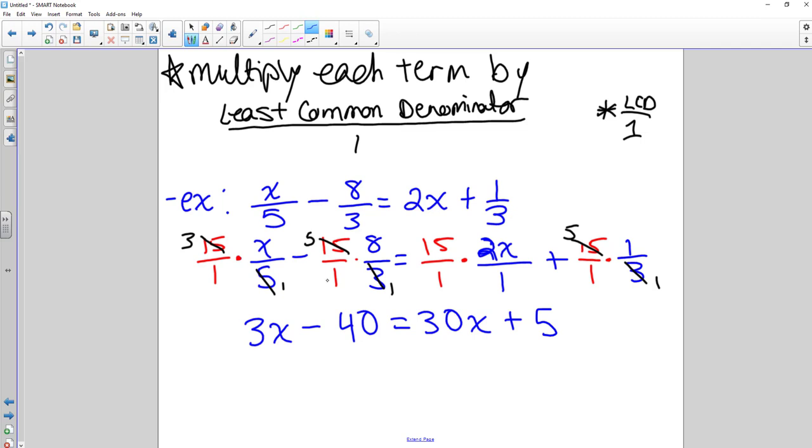So we're doing this to drop out our denominators, and now we have an equation we can solve that doesn't have any more fractions in it. It'll make it a lot easier to solve. Okay, so from here we could just do our normal equation solving steps.